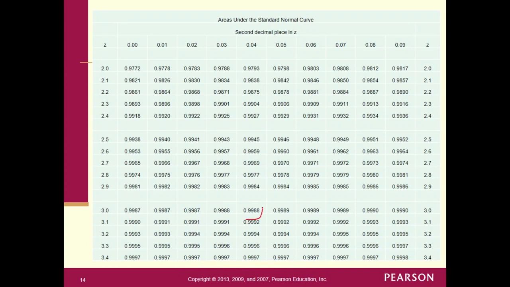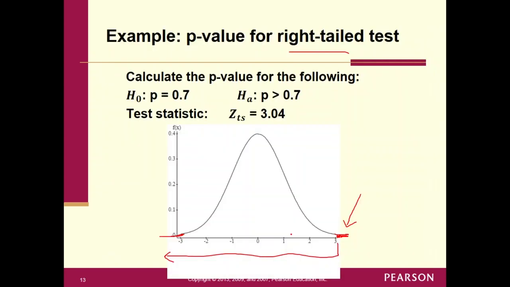3.04, where's 4? Right here. Okay, 3.0, 0.04, we see where that comes together. We get 0.9988. 0.9988 is this area right here. So what's the p-value? 1 minus that. 1 minus 0.9988, and if you throw it in your calculator, I think you're going to get 0.0012. There's your p-value. There's your probability of that happening. So the probability of getting our p-hat 3.04 standard errors away, or more extreme than that, is very small, 0.0012.